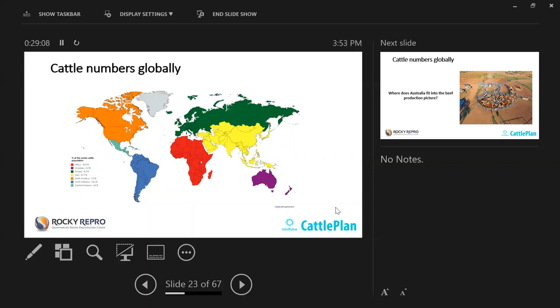So Africa has 22% of the global cattle population. Oceania, Australia, New Zealand, and the islands down here is 2.4%. Then we have Europe at 8.3%, Asia at 31.9%, so Asia has the biggest population of cattle. North America has 7%, South America has 22.4% and Central America is 4%. So that's just an overview of the whole of the cattle market.